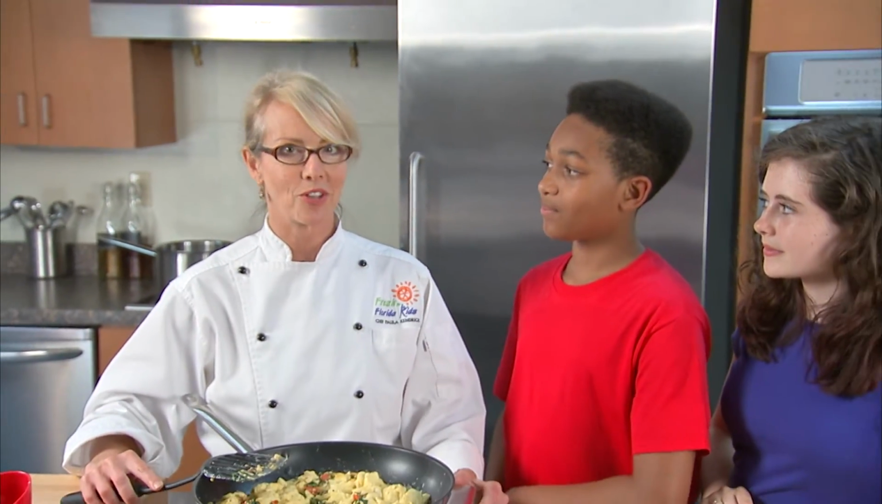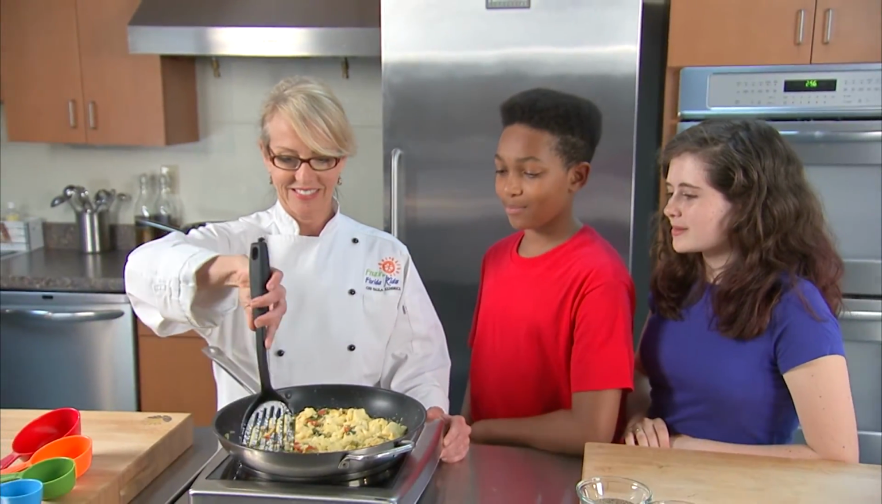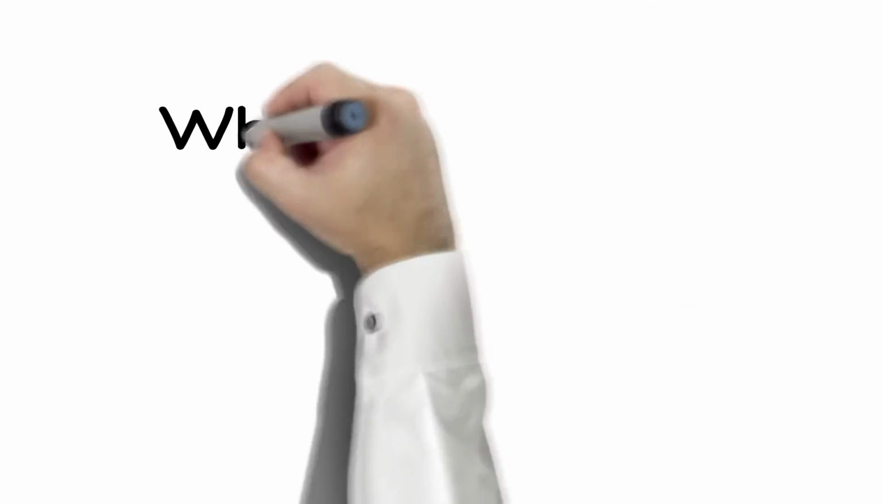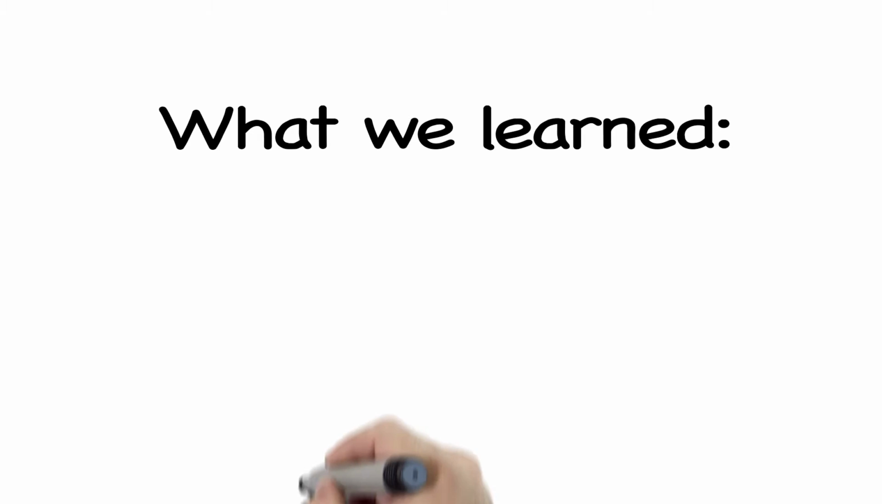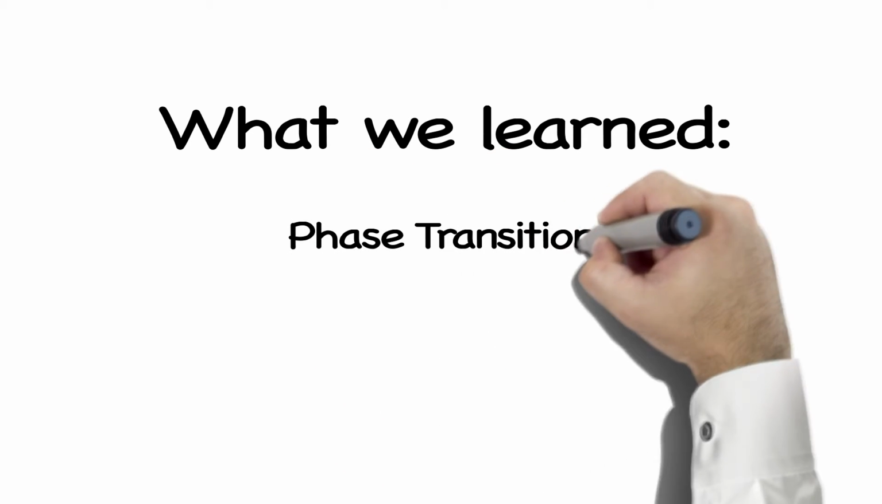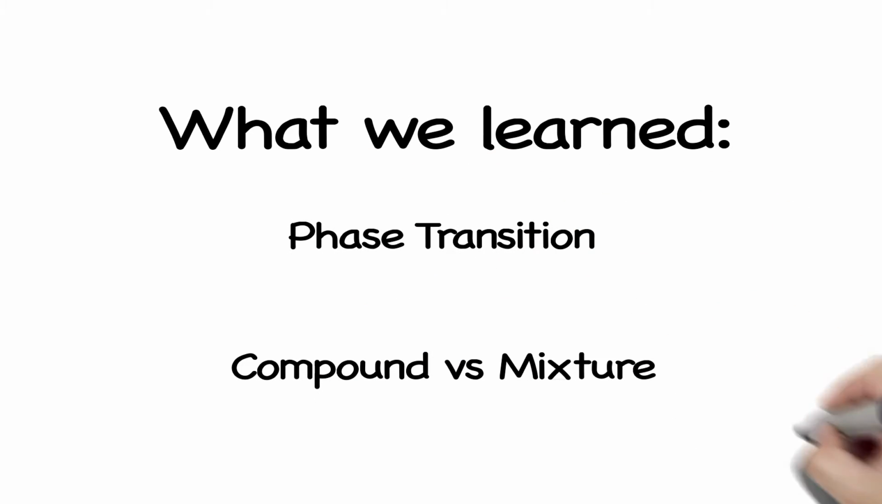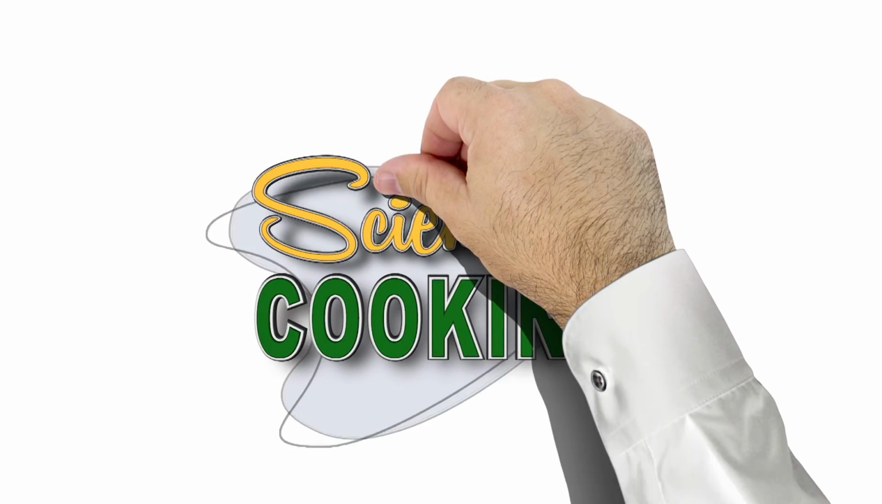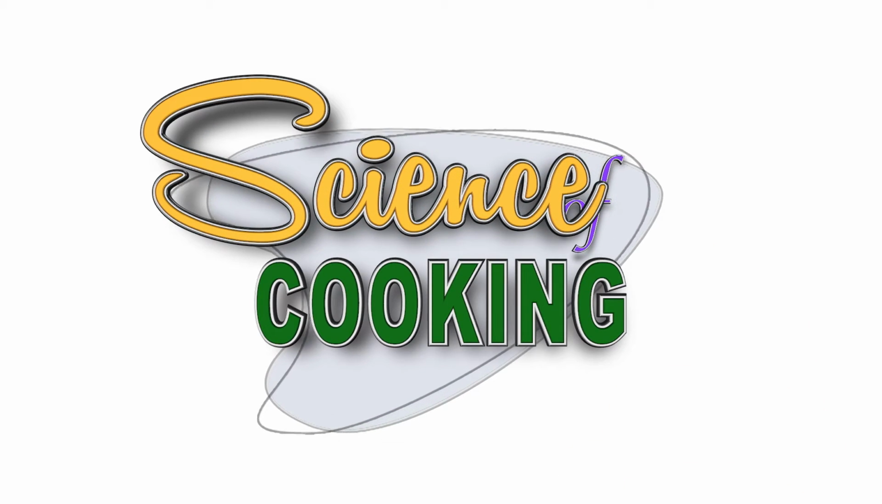So now that we're done with the Fiesta scrambled eggs, next time we're gonna make blender salsa. Thanks, Chef Paula. That's all the time we have for now. We now know more than we want to about phase transition and the difference between a compound and a mixture. But those are just a few ingredients in the science that goes into preparing a meal. Be sure to join us for the next episode of The Science of Cooking.